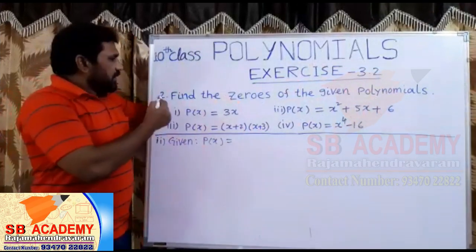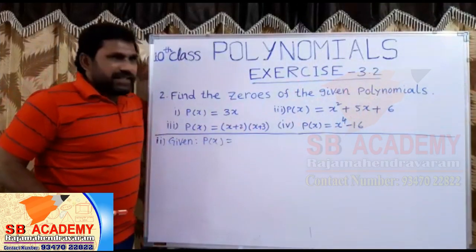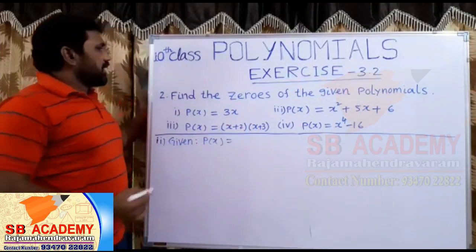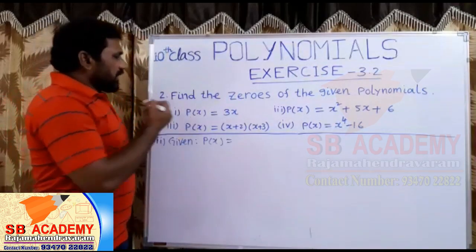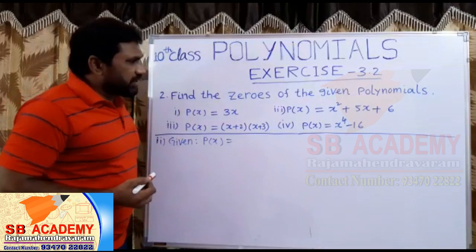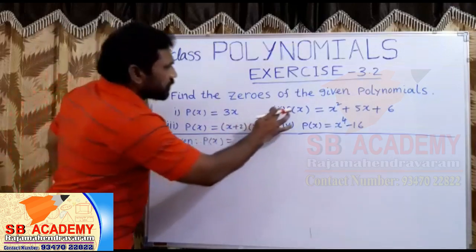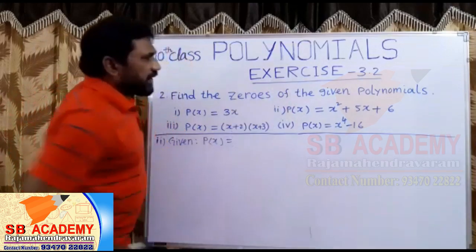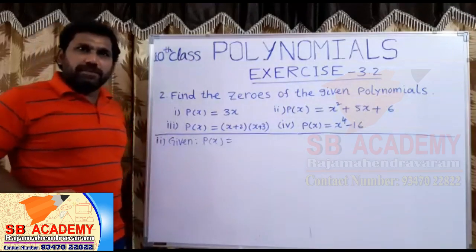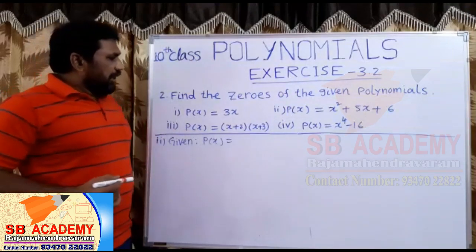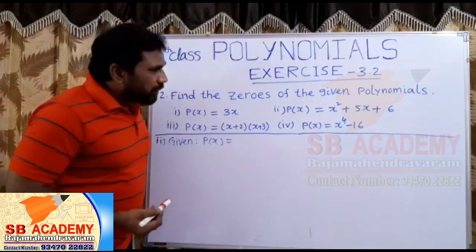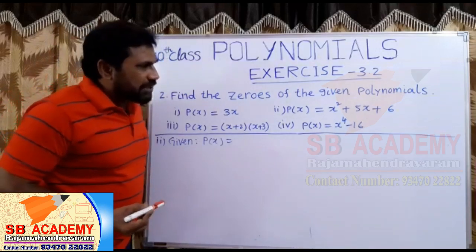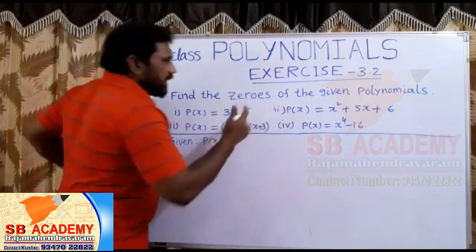We will discuss the second problem of exercise 3.2. Find the zeros of the given polynomials. First one, p of x equal to 3x. Second one, p of x equal to x square plus 5x plus 6. Third one, p of x equal to (x plus 2) into (x plus 3). Fourth one, p of x equal to x power 4 minus 16.